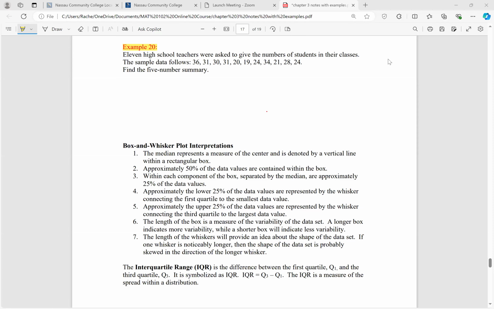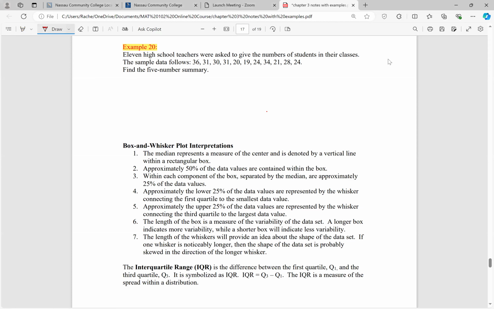Hey everyone, this is going to be the last lesson in chapter 3. So we're going to wrap up section 3.5. I have another example where we have to find the 5-number summary, and then the remainder of the questions will review box and whisker plots. So let's look at example 20.